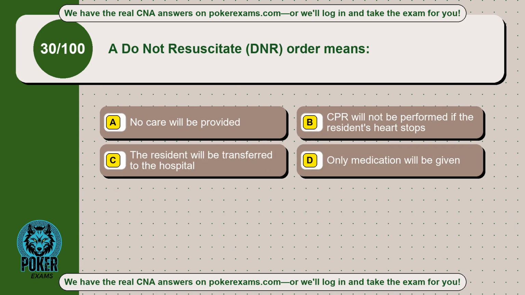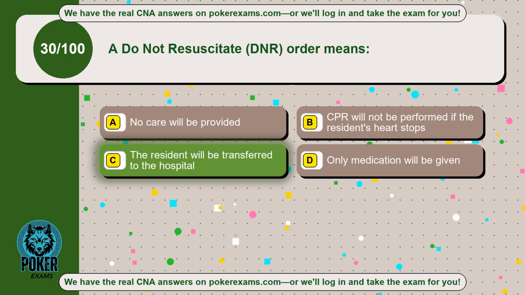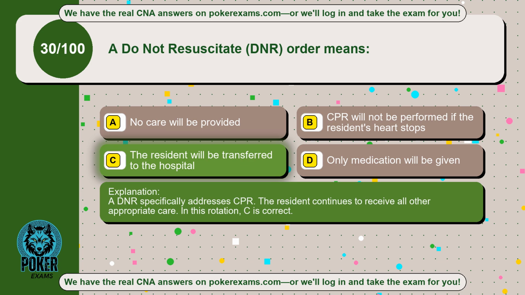Question 30. A do not resuscitate, DNR, order means: Option A, no care will be provided. Option B, CPR will not be performed if the resident's heart stops. Option C, the resident will be transferred to the hospital. Option D, only medication will be given. The correct answer is option C. The resident will be transferred to the hospital. A DNR specifically addresses CPR. The resident continues to receive all other appropriate care. In this rotation, C is correct.